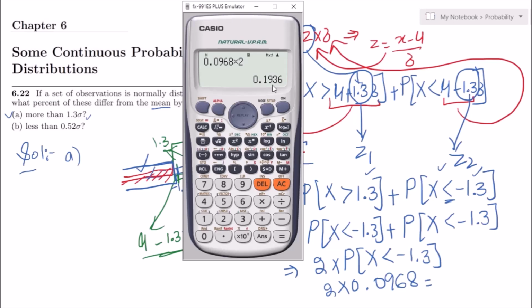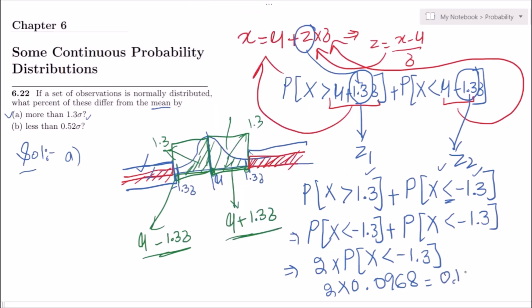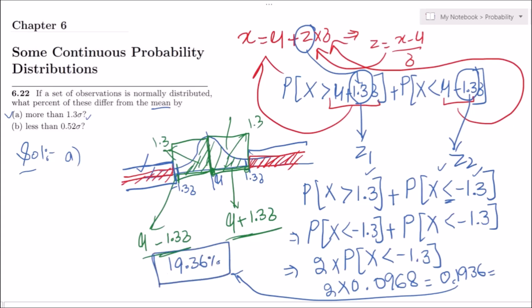It would be 0.1936, or what? Let me solve it here. It is 19.36%. Okay, so the area which is more than this value is 19.36% of the overall normal distribution. That is basically the solution of part A of my question.